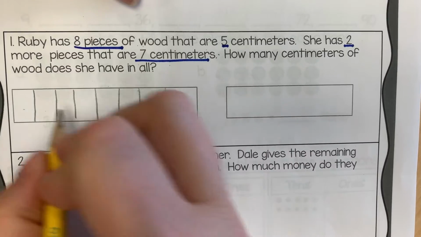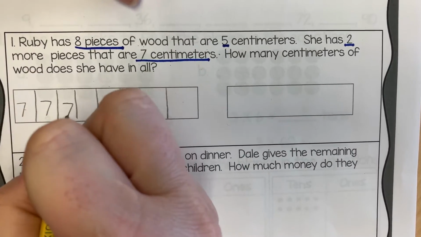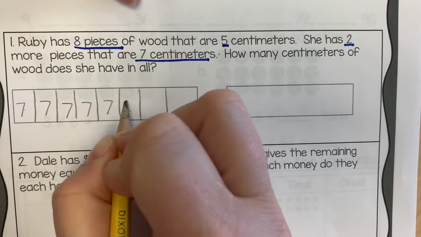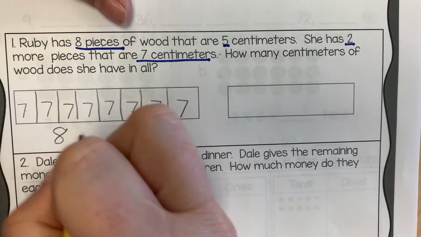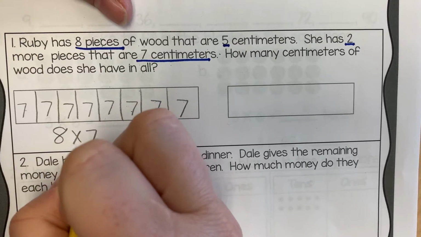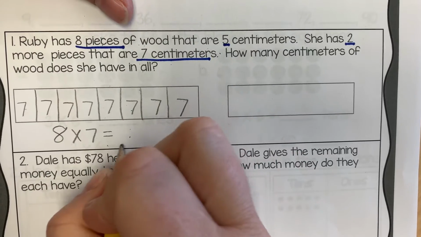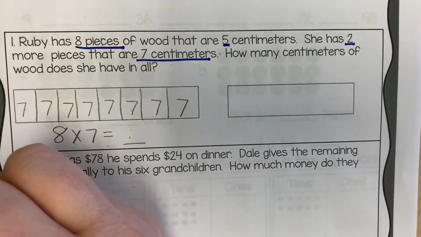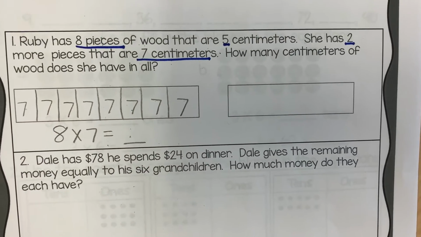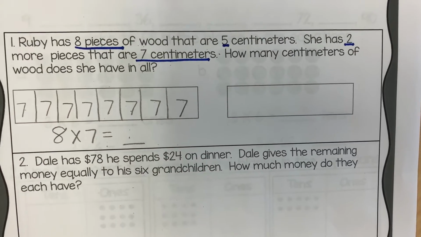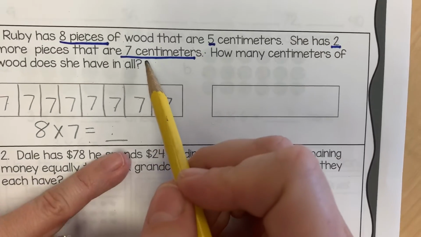So each of those pieces of wood are 7 centimeters. So each one of these is going to be 7 centimeters. So 8 times 7, because I have 8 pieces and each of them are 7 centimeters, and that will give me the total for this. But I'm not done. She has 8 pieces of wood. Oh no, I did this totally wrong. Hold that thought. I jumped from here to here. This is what happens when I'm not careful.